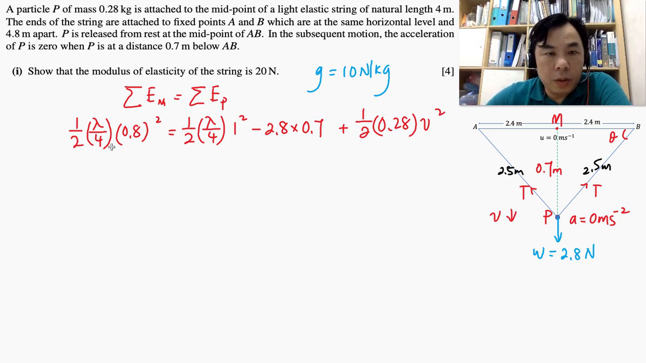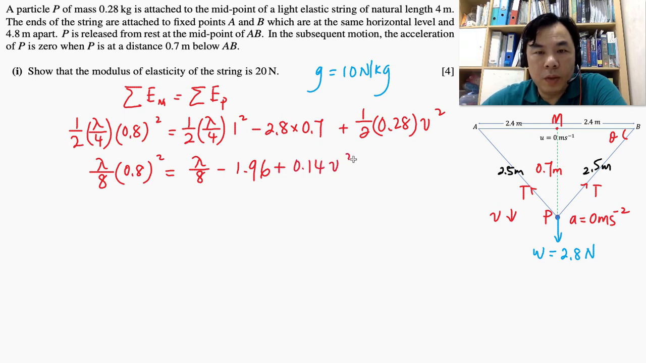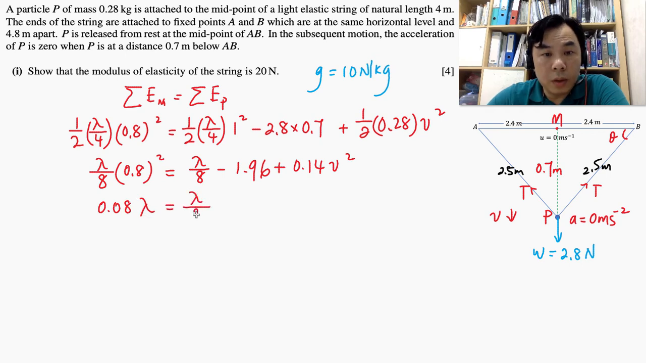Okay, and then from here you can do a bit of simplifications. For instance, we have lambda over 8 here, and then we have 0.8 square. This one is also the same. And then we have 1.96 here, and then we have 0.14 v square. Let me see what we have here: 0.08 lambda equal to this. Did I get it right? Yep, correct. This is 1.96.